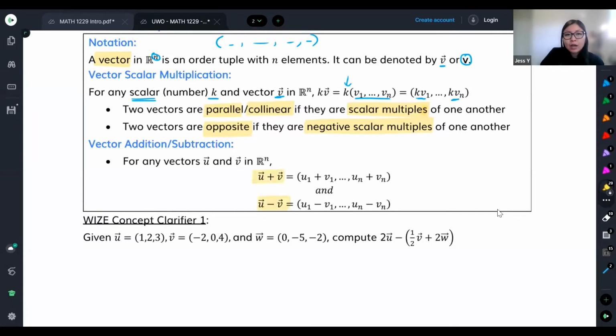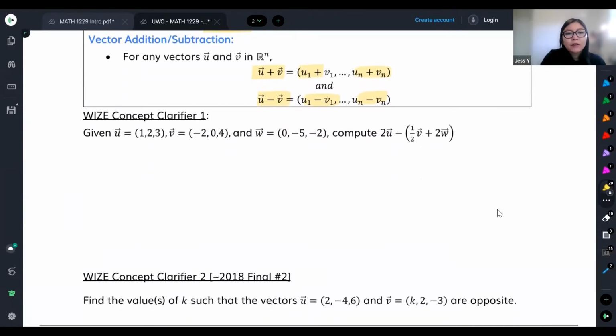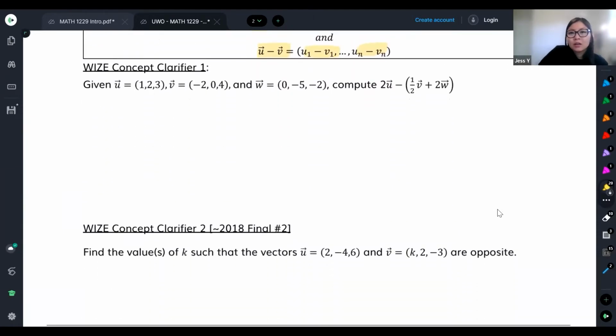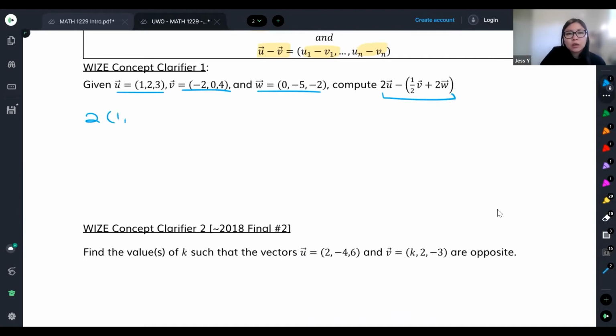When you're adding or subtracting 2 vectors, you just add the components together or you subtract the components. That's it. So let's take a look at our first question. Give this a go, give this a try. We're given the vectors u, v, and w. We want to calculate or compute this vector here, okay? So we want to compute 2 times u, which is 1, 2, 3, minus, in brackets, 1/2 v, so that's -2, 0, 4, plus 2 times w, which is 0, -5, -2.